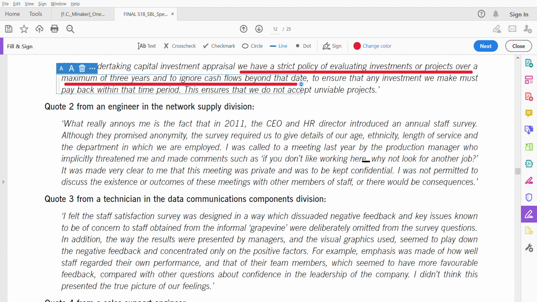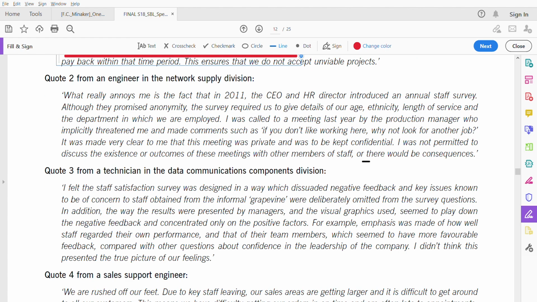Now let's go to 2. From an engineer in the network supply division. What really annoys me is the fact that in 2011, the CEO and the HR director introduced an annual staff survey. Although they promise anonymity, their survey required us to give details of our age, ethnicity, length of service, and department in which we were employed. I was called to a meeting last year by the production manager who implicitly threatened me and made comments such as, if you don't like working here, why not look for another job? Very important.